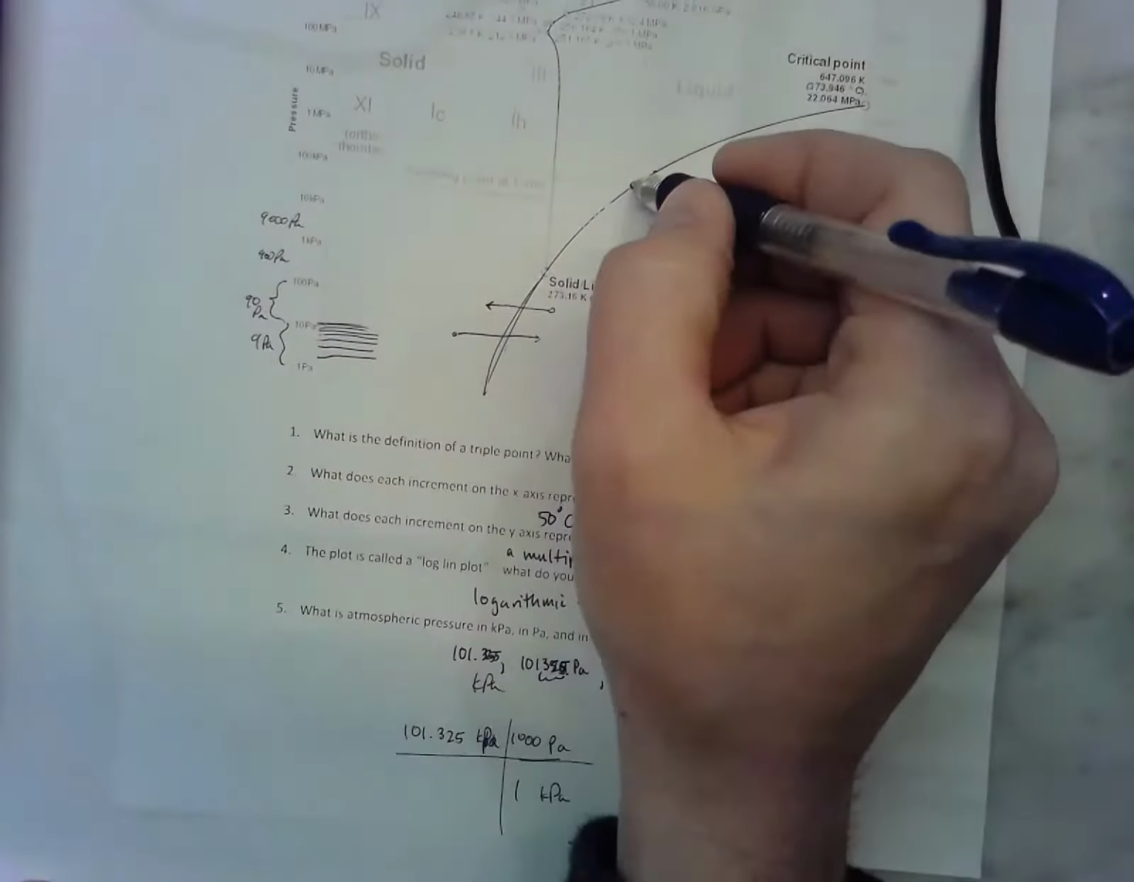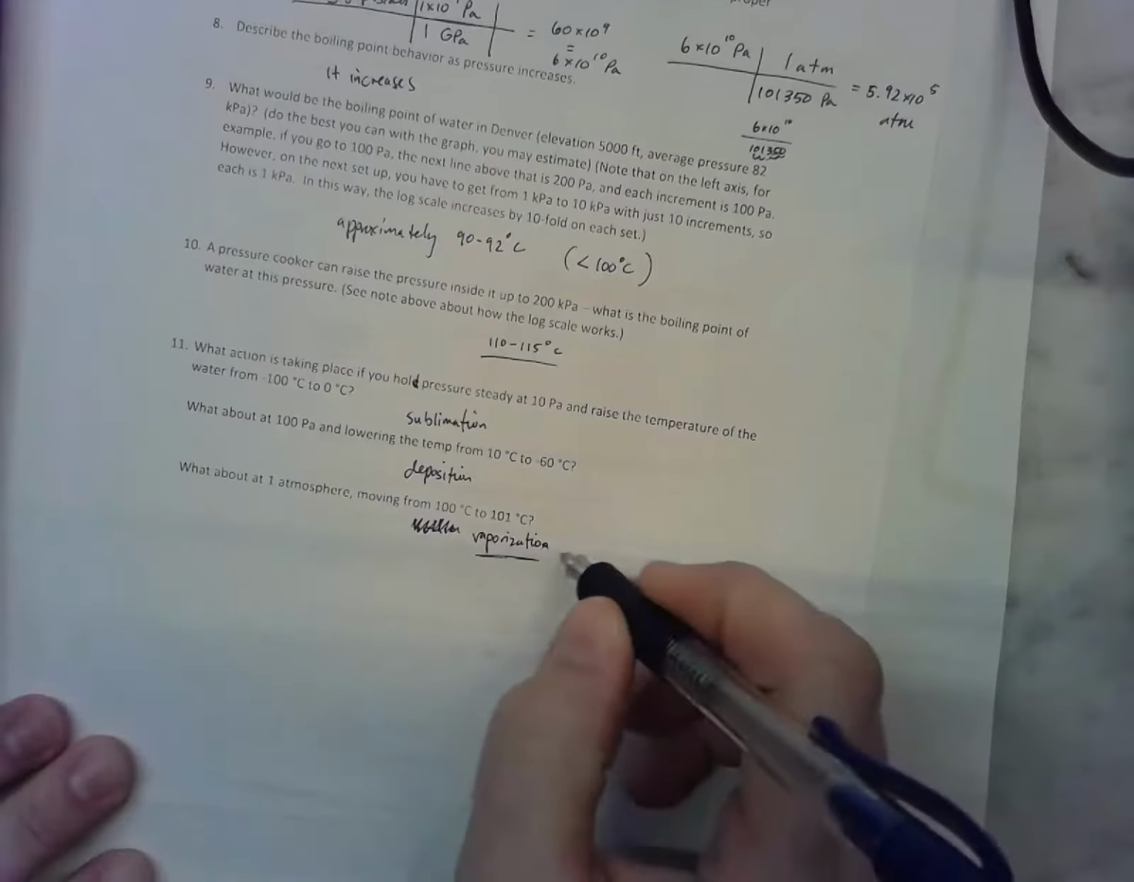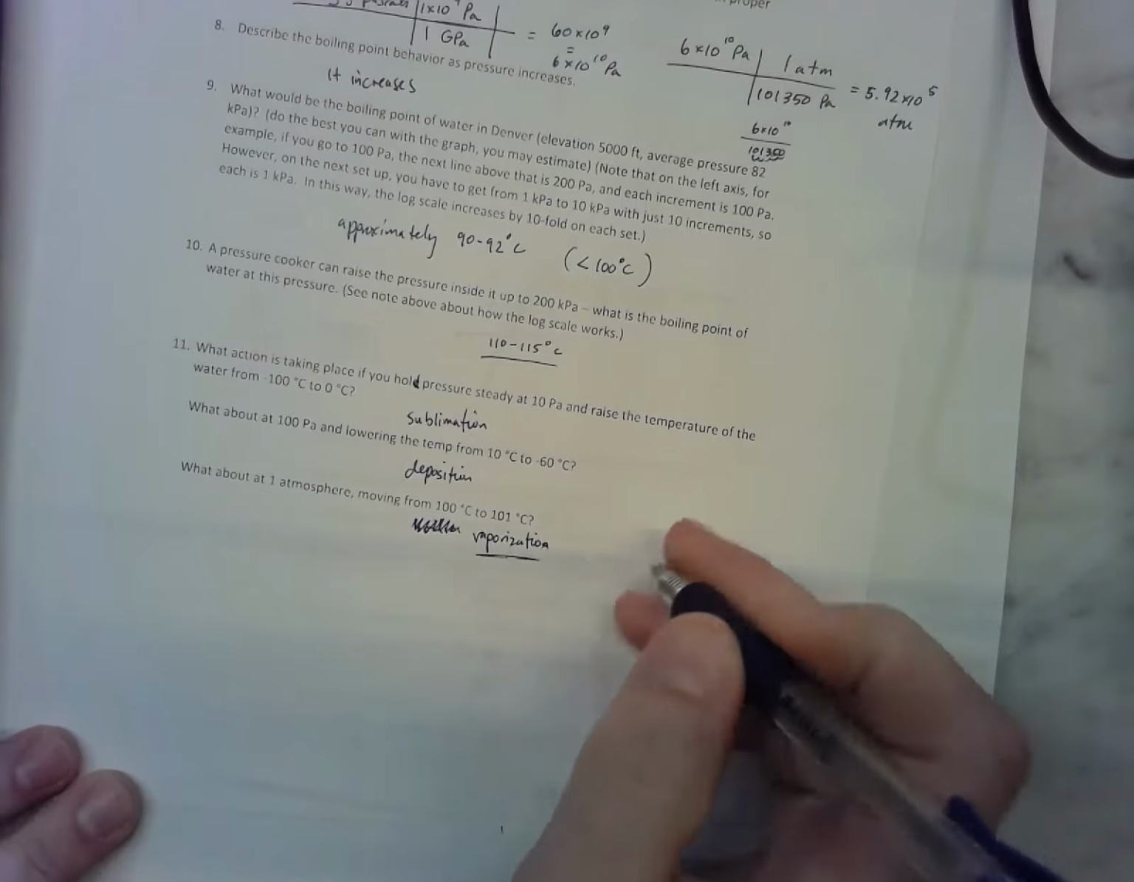All right, in 1 atmosphere, moving from 100 to 101. Okay, so at 100, it's boiling, and 101, it is all vapor. If that water is 101 degrees C, it is vapor. So that is vaporization. Okay, we're going to talk a little bit more about the difference between that and evaporation. Okay, they're both to change from liquid to gas, but they happen a little differently. Okay. All right, make those corrections if need be.